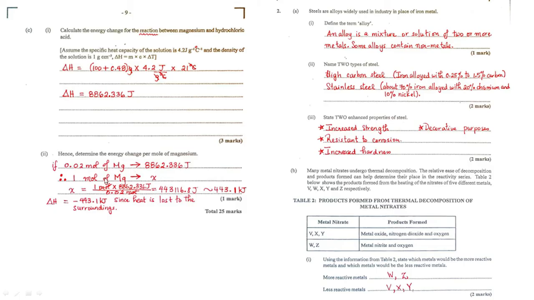We solve for x by transposing. X will go up, the 1 will go up, and 0.02 will come down, and we end up with 443,116.8 joules. Shortened form to kilojoules, we get 443.1. And since heat was lost, we just put a negative sign in front to indicate that. You don't have to do it, right?